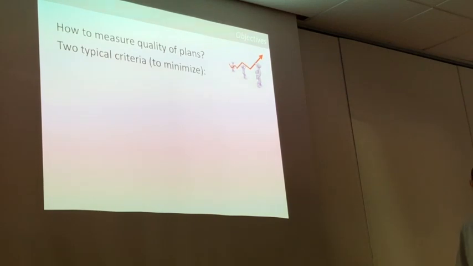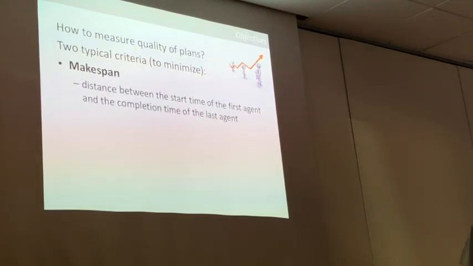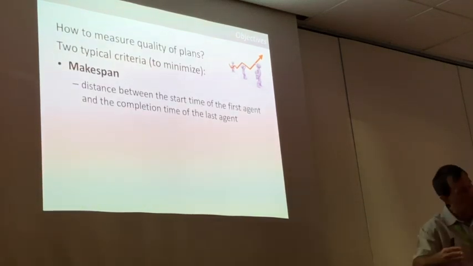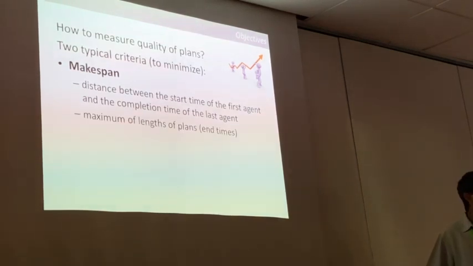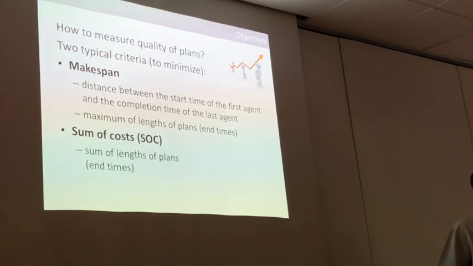There are two major objectives that I use in multi-agent pathfinding that are being minimized. The first one is the so-called makespan, which is the distance between the start of all plans and the end of all the plans. Or in other words, it's the maximum length of all these plans that run in parallel. And the second typical objective is the so-called sum of costs, which means it's a sum of lengths of plans, or sum of end times. By end time we mean the time when the agent reaches the destination and is not leaving it anymore.